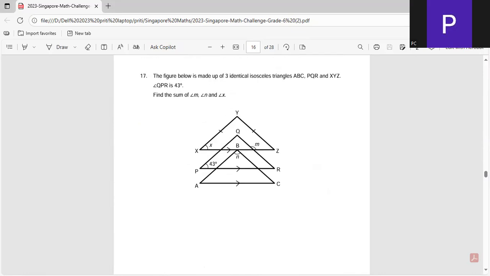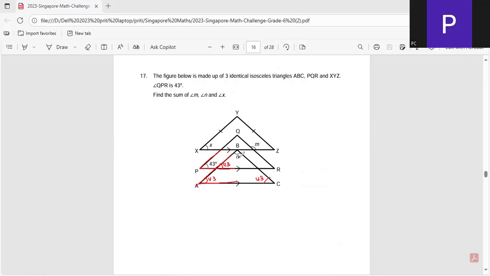Question number 17. The below figure is made up of three identical isosceles triangles ABC, PQR, XYZ, and angle QPR is 43 degrees. Now, if you see, this angle is 43 and all these lines are parallel to each other. So this is the transversal. In triangle ABC, this will also be 43 because these two lines are parallel and this is the transversal. Also this and this line are parallel, so this will be 43 because they are corresponding angles. So this is 43, then this is also 43, corresponding angles.